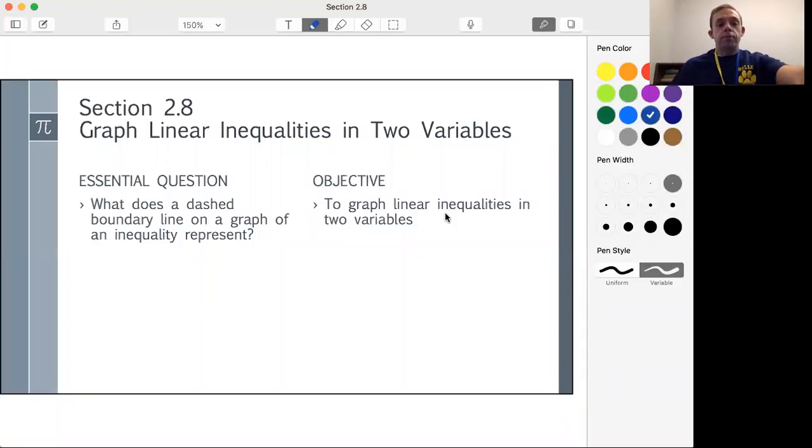Hello, this is section 2.8. We're going to graph some linear inequalities in two variables. So our central question for today's lesson is, what does a dashed boundary line on the graph of an inequality represent? Our objective is to be able to graph linear inequalities in two variables.